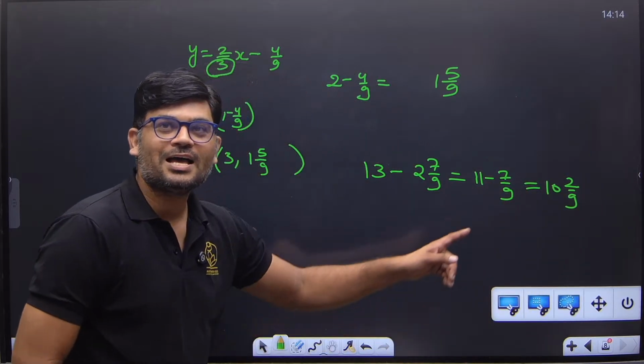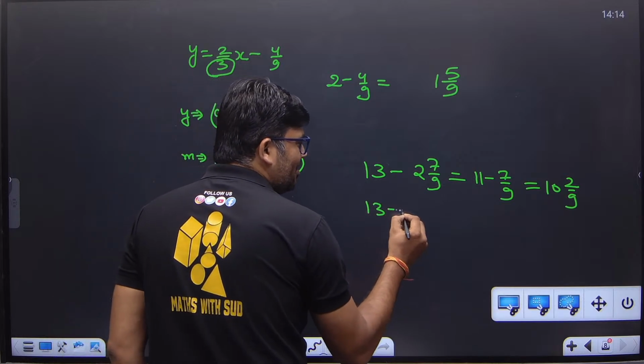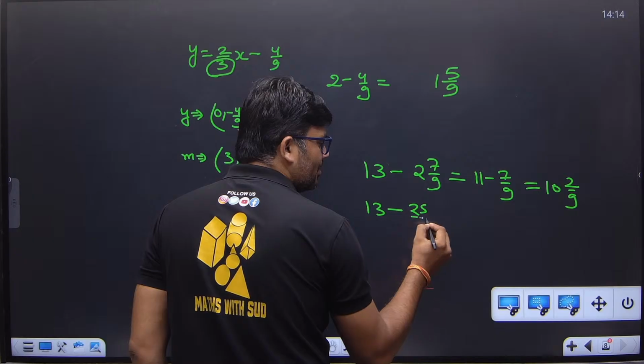So the answer is 10 2 by 9. You can have a check as well. Let's see. 13 minus 9 into 2 is 18. 18 plus 7 is 25 by 9.